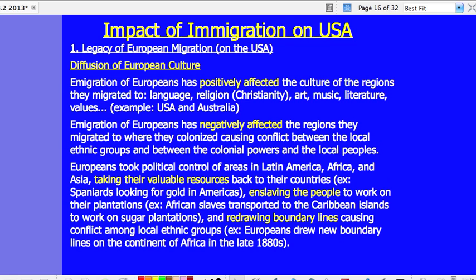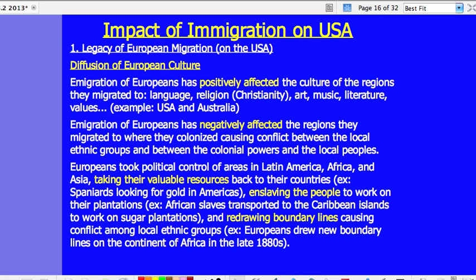So what kind of legacy did European migration have on the United States? Well, the emigration, the leaving of Europeans, had a positive effect. It spread their culture to where they migrated to: their language, their religion, which is Christianity, art, music, literature, values, etc. So Europeans spread their culture to the places where they moved to. For example, the United States and Australia, which are very similar culturally to Europeans.